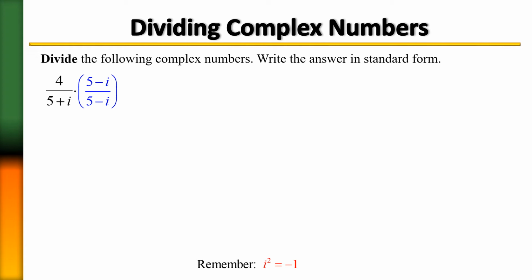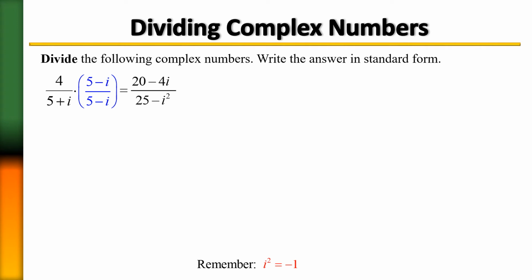On top we have 4 times 5 minus i. On the bottom we can do the F and the L. For the F, the first term, it would be 5 times 5, which is 25. On the last term it would be positive i times negative i, which is negative i squared.